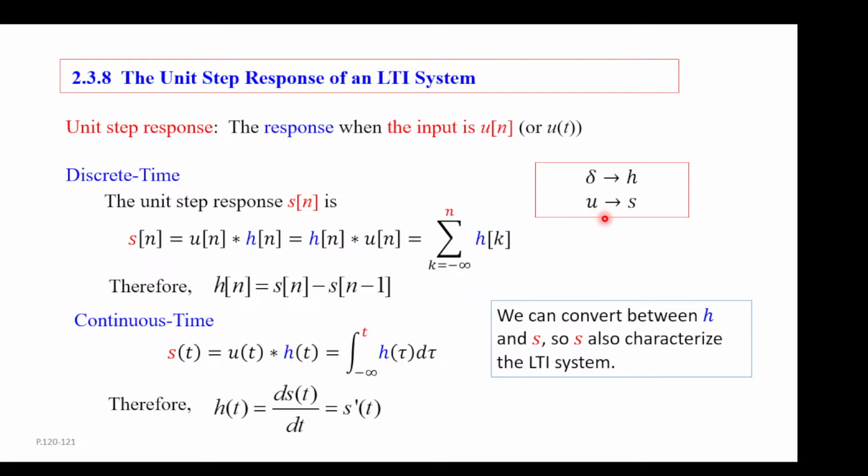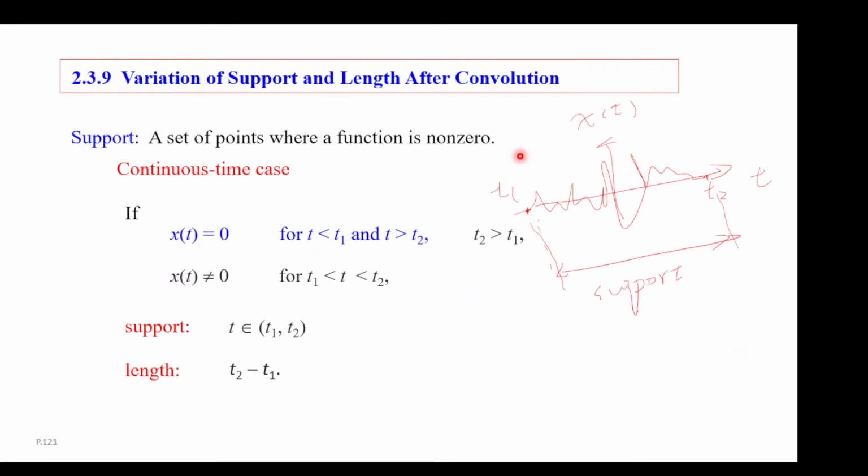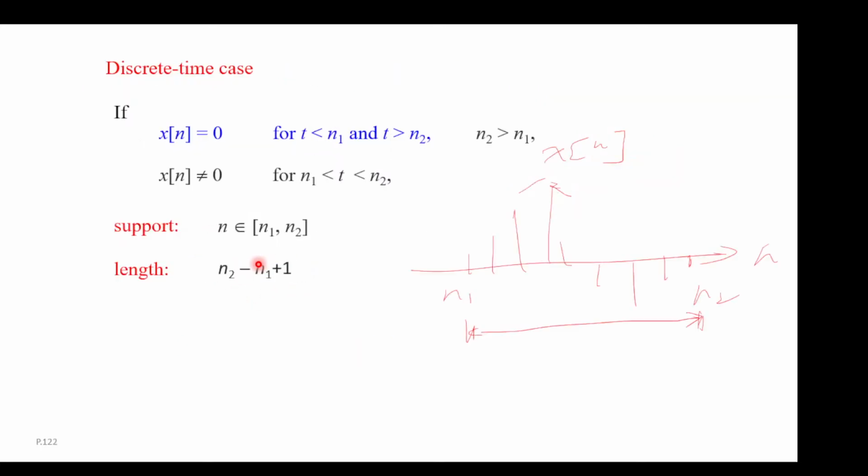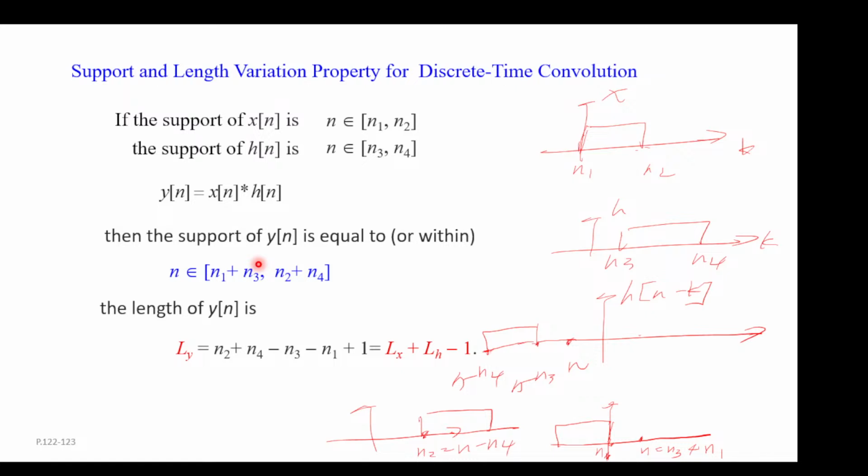That's the full property, and we went a little further with the unit step response, which is just the response to the unit step function, u of n or u of t. And then there is the support. If you convolve a function with another function, then the support of the output is basically the support of x plus the support of h. So that's the support. Is everyone okay with this?